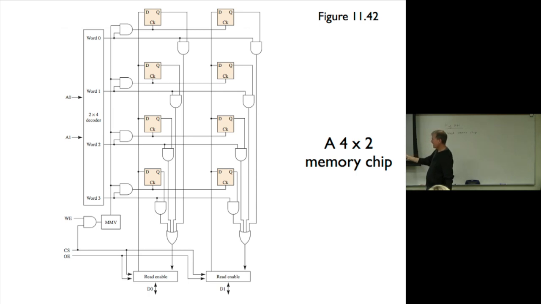Are you with me? If the write enable goes high, then a certain delay later, after all the gate delays for the addresses have settled down, that clock pulse will be presented to each one of these AND gates. But that clock pulse will only get through the one that has the right address, from the decoder. And that's the one that will be sent to the D flip-flops, to the clock inputs of the D flip-flops, which will store it.